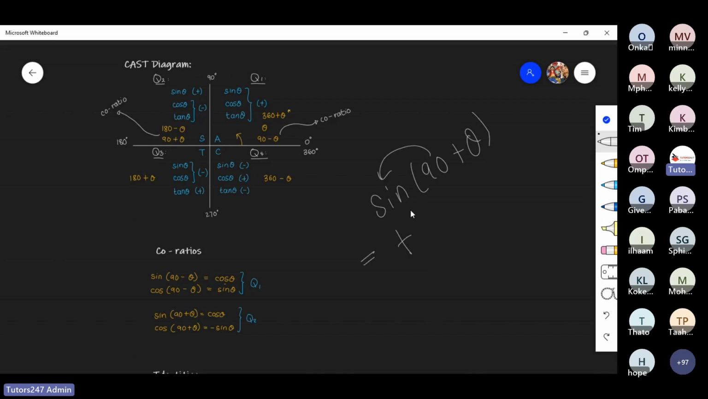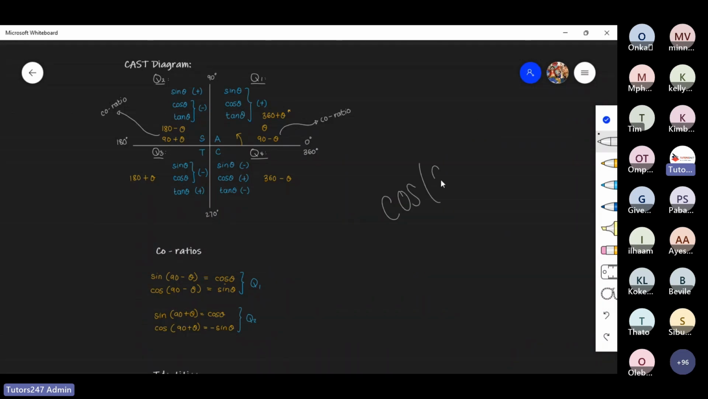We then know that because this is a co-ratio, it's going to convert the sine to a cos, and we bring down theta. So sine of 90 plus theta becomes positive cos. Now, please don't assume that all are going to be positive. As you will see with the last one, it is possible to have a negative value. So let's look at our last one.